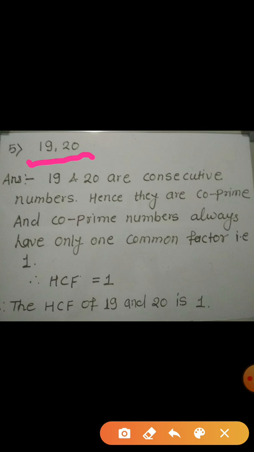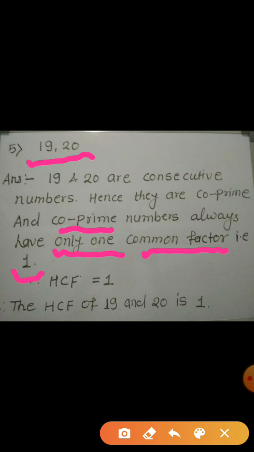Children, we have already seen the properties of HCF. Do you remember the last property of HCF? Yes. What is that last property? Consecutive numbers are always co-prime. 19 and 20 are consecutive numbers. It means they are co-prime also. Now what do you mean by co-prime numbers? Co-prime numbers are the numbers which have only one common factor, that is 1. Now since 19 and 20 are co-prime numbers, obviously they have only one common factor, that is 1.